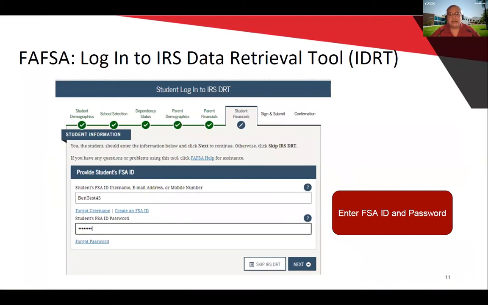When you are able to successfully link to the IRS data retrieval tool, it'll request your student FSA ID and password. That is the same username and password that you used when you logged into your FAFSA application. So it's not a different password, it's the same username and password. Once you put in your FSA ID and your password, you'll click that next button, and let's go to the next slide.